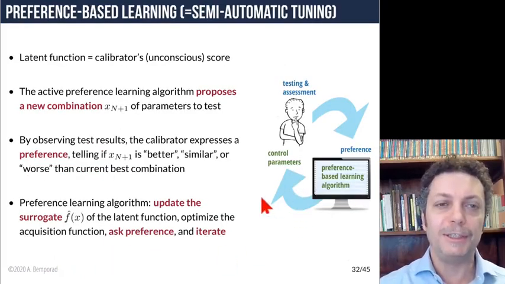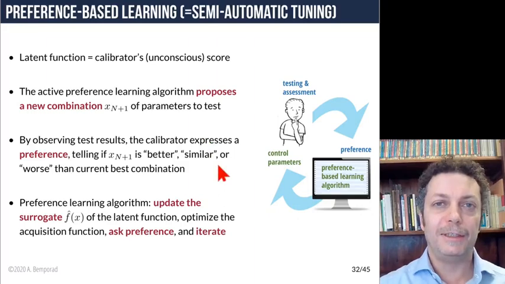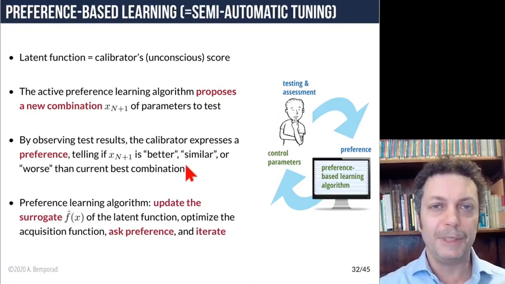So what is the idea here? The idea is that you assume there is a function, a performance index that you are optimizing, but you don't know what it is. So inside the calibrator lives an unconscious score function that the calibrator has in order to judge the outcome of a certain experiment or simulation.